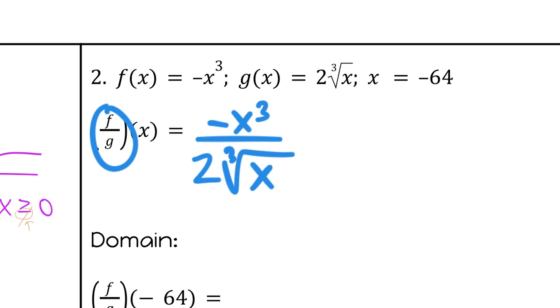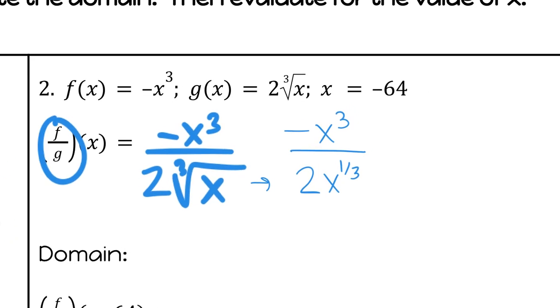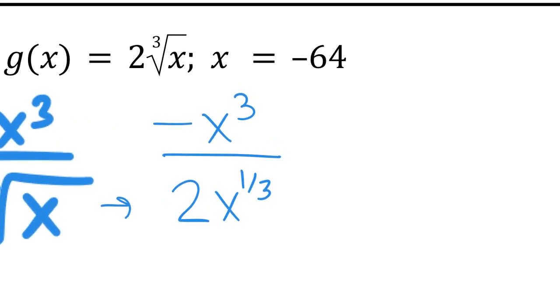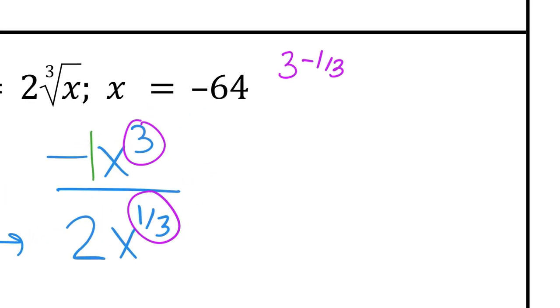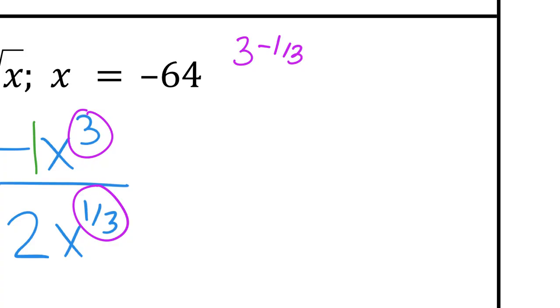So instead of 2 times the cubed root of x, I'm going to put 2x to the 1/3, because that's the same thing. Now that we have it written like this, we can just apply our exponent properties. Think of that negative sign as a -1. You can divide these if you want, but this is just -1/2. So I'm going to just subtract my exponents here. So we're doing 3 minus 1/3.